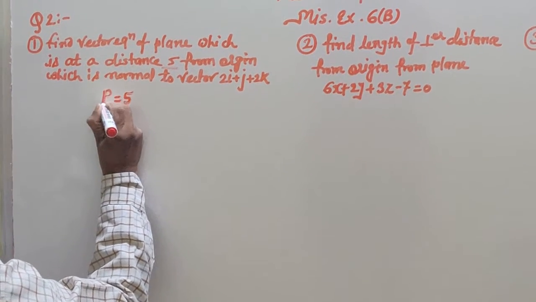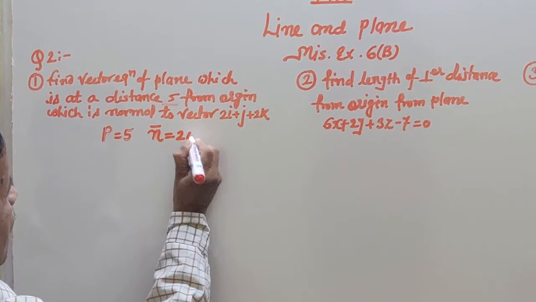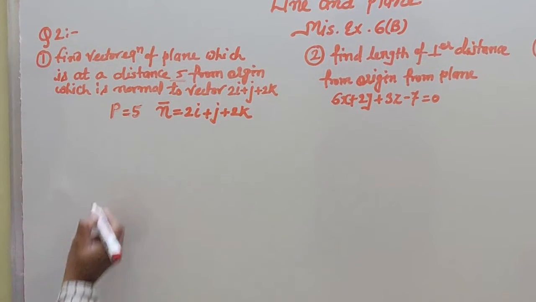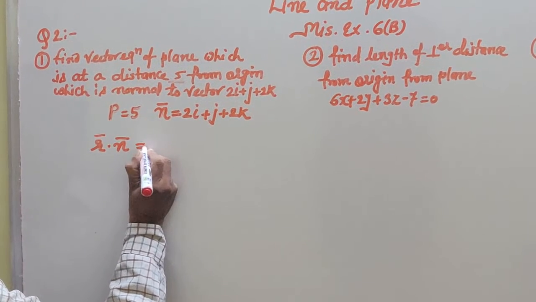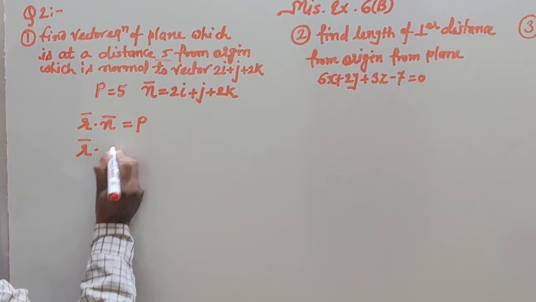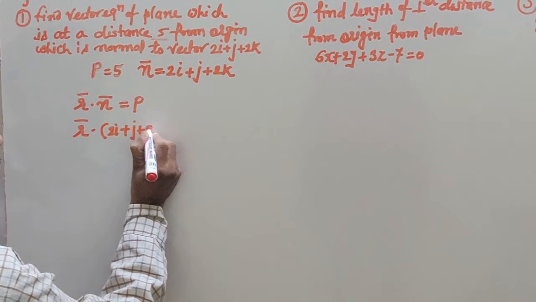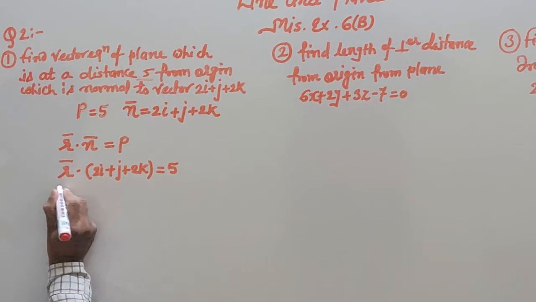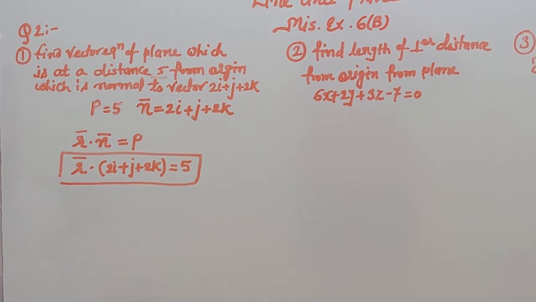Now the value of n, I can write down as 2i plus j plus 2k. Now what is the vector equation? It is r dot n equals p. Now I will substitute: r dot (2i plus j plus 2k) is equal to 5, since the value of p is 5. This is the required equation of the plane. This question can be asked for 1 mark also.